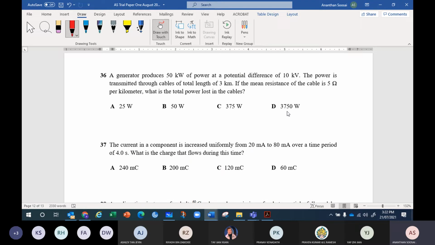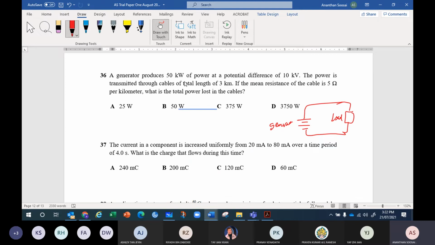The power station is like the battery. I put this as the power station, the generator. Generator is like a battery. It is connected to a cable, and the cable is connected to a load. We don't know what load is connected, maybe a motor.